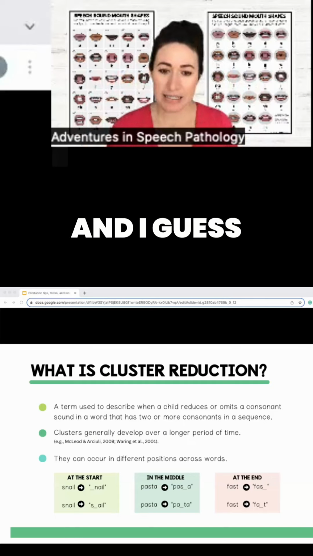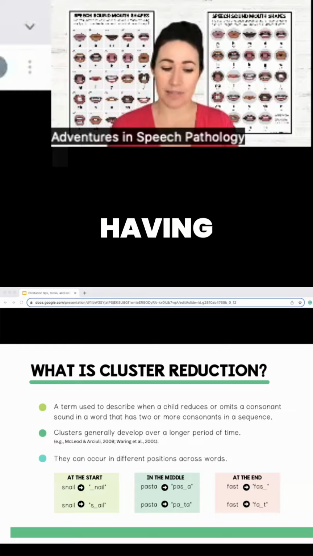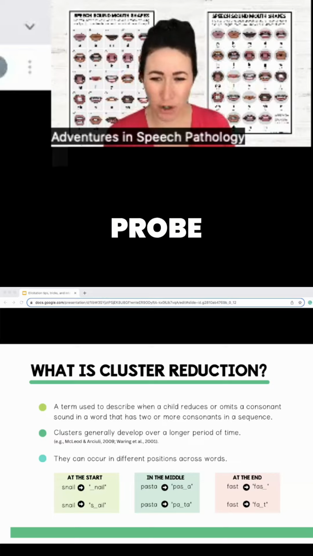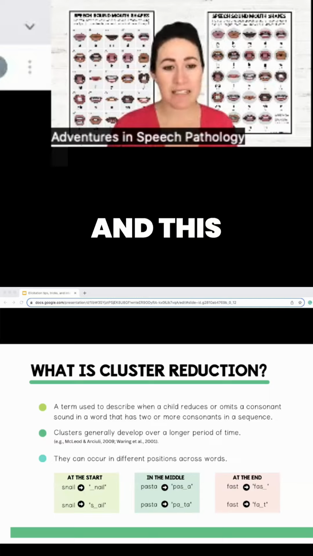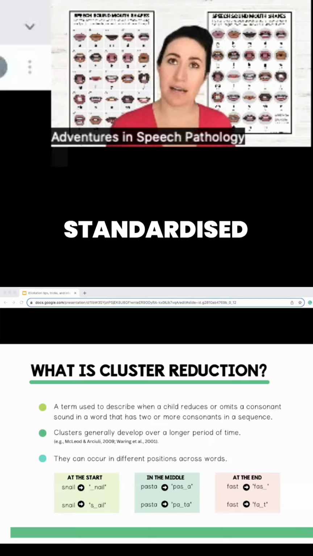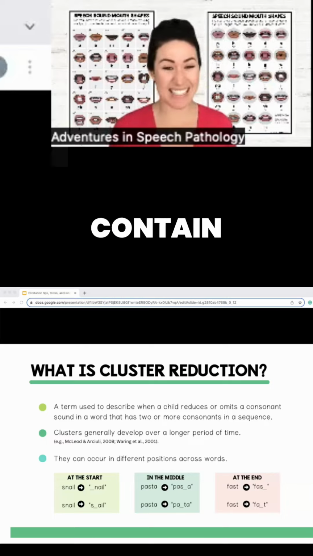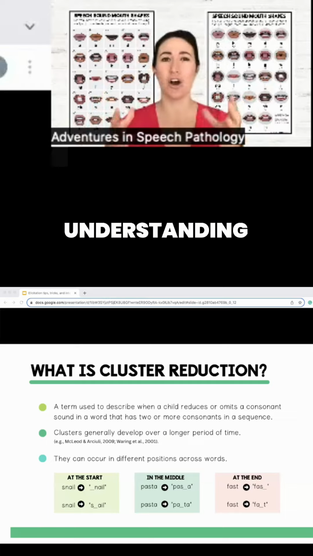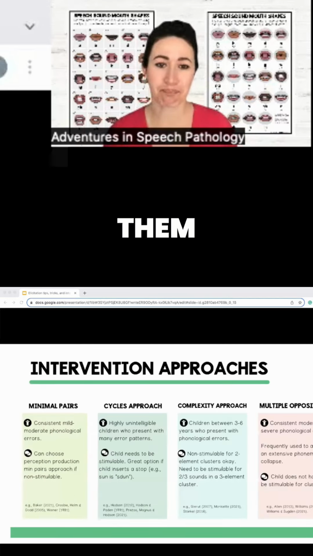And I guess if you are wanting to treat clusters, I really recommend having a good look at their speech sound system and getting an in-depth view, or a probe, of the child's repertoire and their cluster combination abilities. And this might mean that you have to do this informal probing because your standardized assessment might only contain 5 or 6 words that contain clusters. And it's just not enough, I find, to get a really good understanding of what the child is presenting with and how we can best support them.